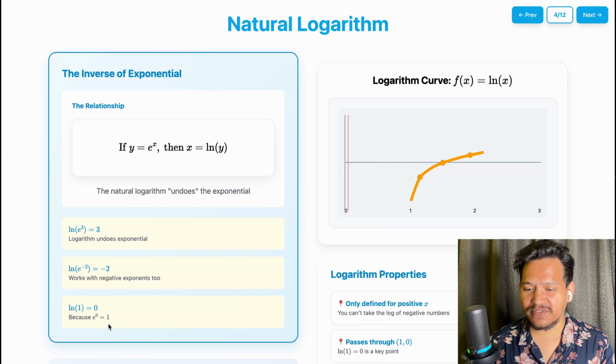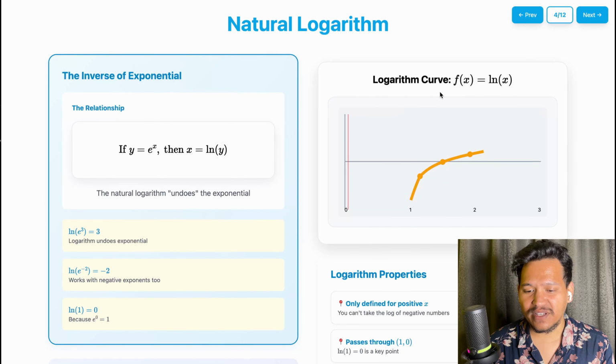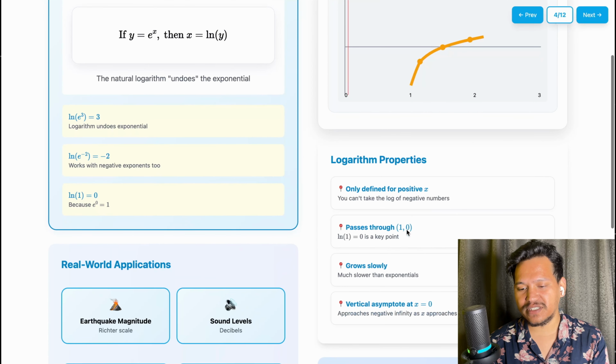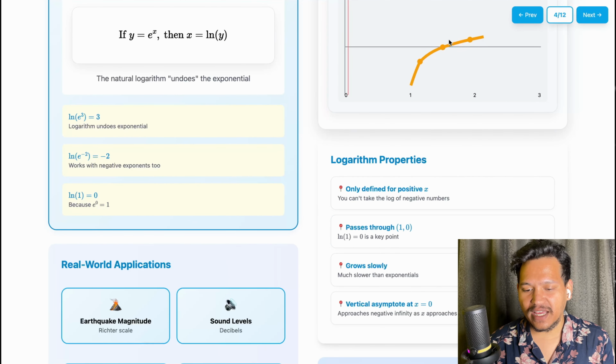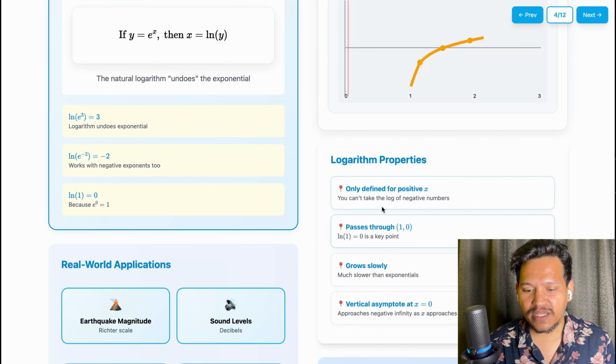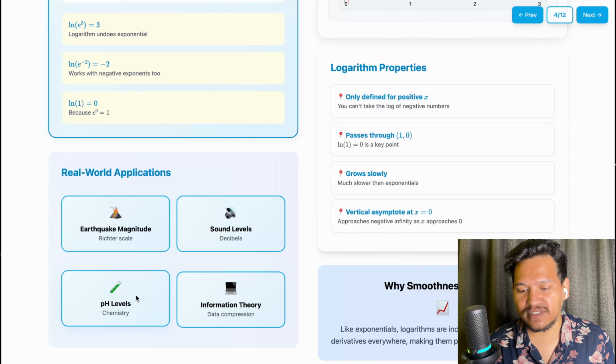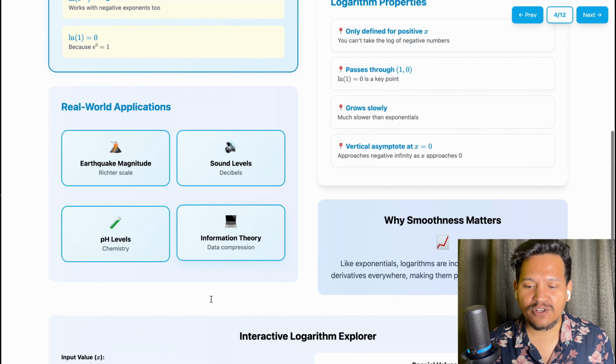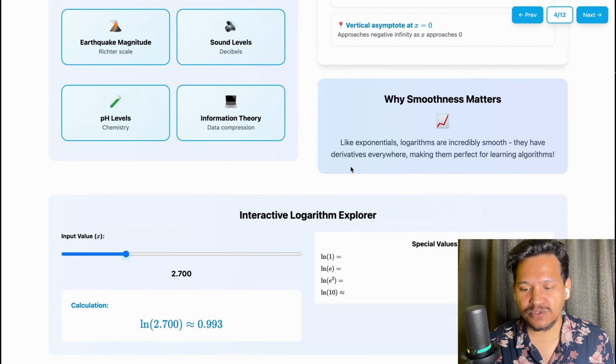Look at the function f of x equals natural log of x, only defined for positive x. You can't take the log of negative numbers. It passes through the point (1, 0), grows slowly, much slower than exponentials, and has a vertical asymptote at x equals 0. Logarithms appear in measuring earthquake magnitude (Richter scale), sound levels (decibels), pH levels in chemistry, information theory and data compression. Like exponentials, logarithms are incredibly smooth. They have derivatives everywhere, which means we can use them for learning algorithms.